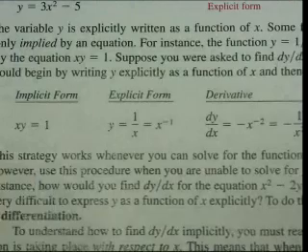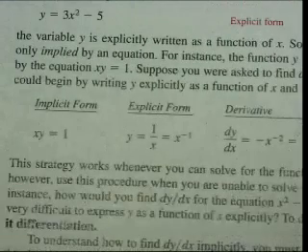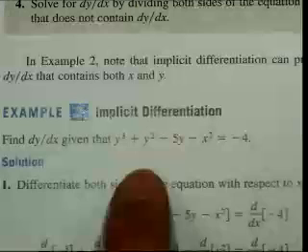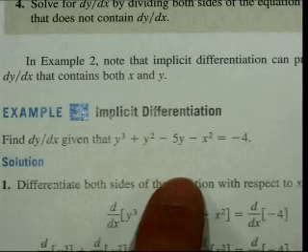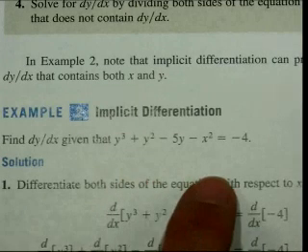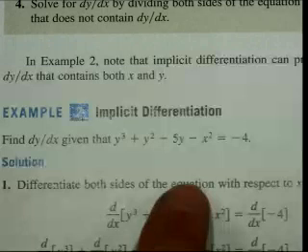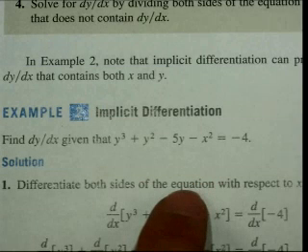For example, right here, Example 2 in the book. It would be hard to solve that equation for y. You might be able to, but it would be a pain in the rear. So instead of solving that for y, I'm going to use implicit differentiation. And the implicit differentiation is basically just a version of the chain rule.